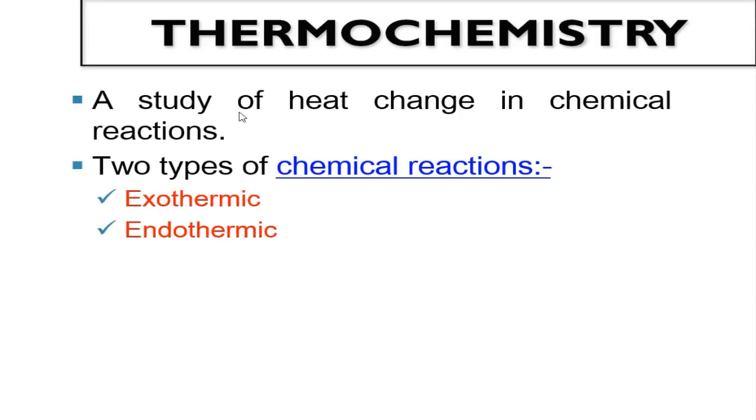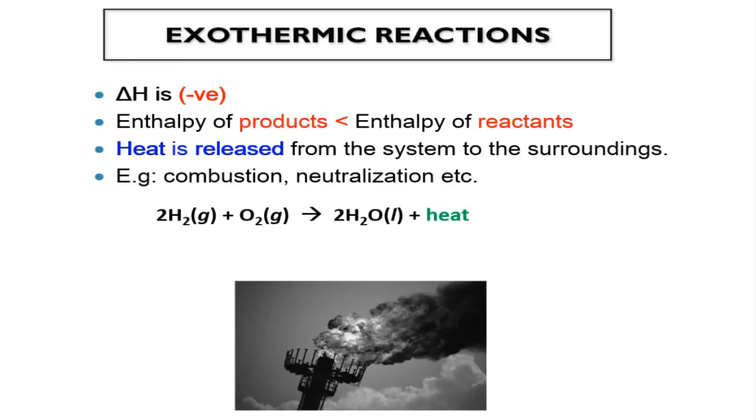Next, we are going to study the heat change in chemical reactions. And there are 2 types of chemical reaction. The first one is exothermic and then the second one is endothermic. So an exothermic reaction is a reaction with the enthalpy in negative value. The enthalpy is a negative value for exothermic. Why? Because the enthalpy of reactant is higher than the enthalpy of product. You just assume.